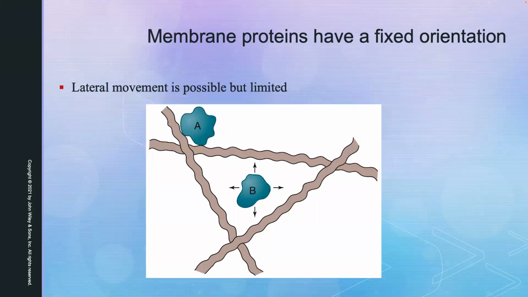However, some membrane proteins may have a fixed orientation. Proteins can interact with the cytoskeleton, and they can be immobile. These cytoskeleton structures can actually block proteins from moving and lock them into place.